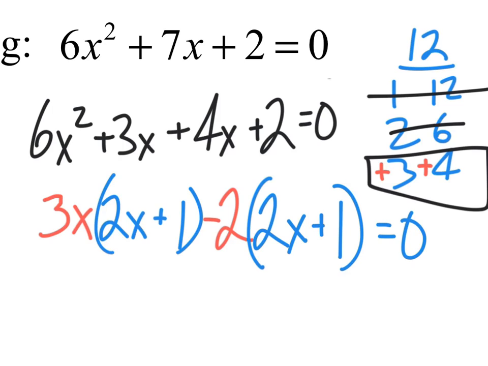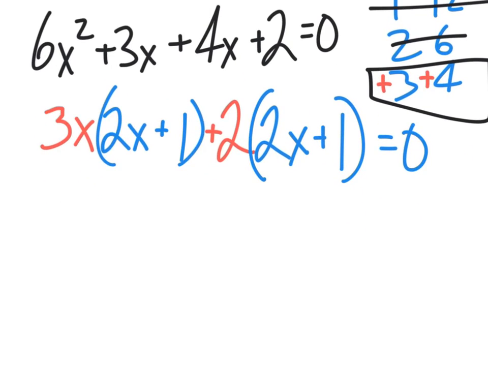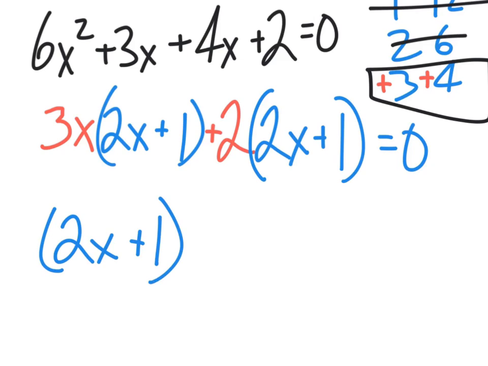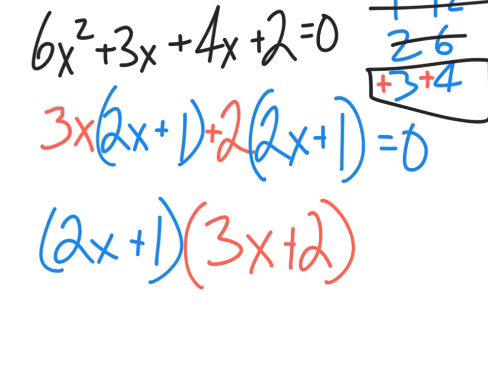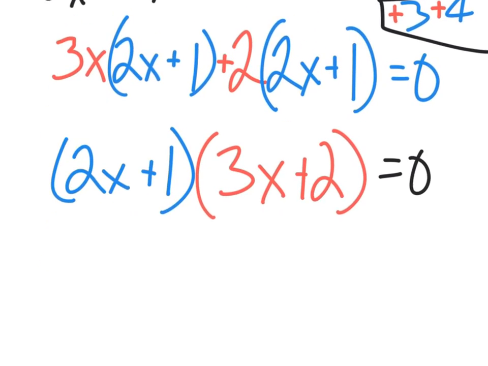And again, this is a positive 2. So wait a second. I see something in common here. Here we've got a 2x plus 1, and we've got a 2x plus 1. We can actually factor that together. So we're going to rewrite that like 2x plus 1. And then we can consolidate the 3x and the 2. We can factor these together. So we've got 3x plus 2, and again, this is all equal to 0. Beautiful, and we're getting super close.